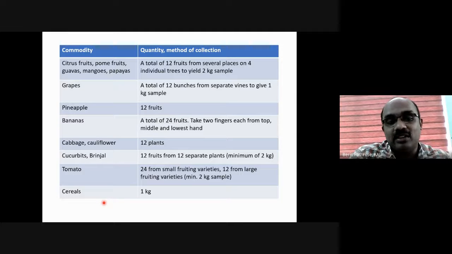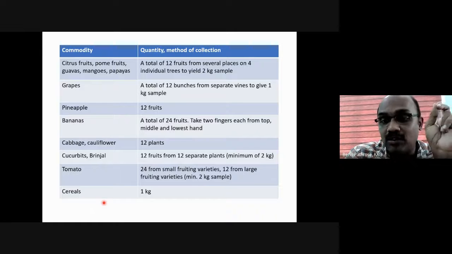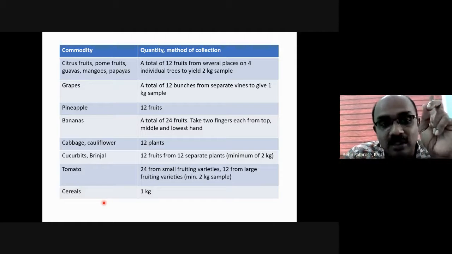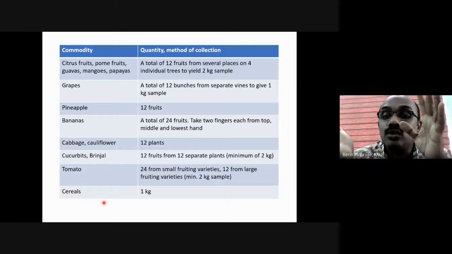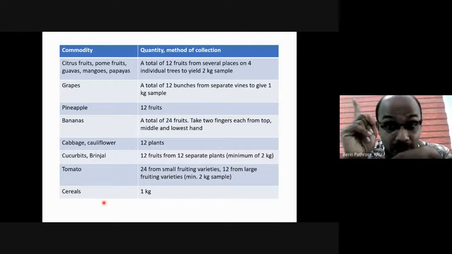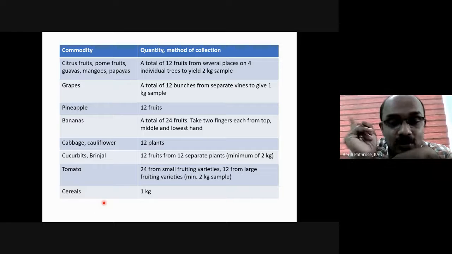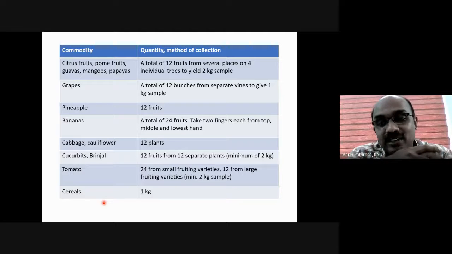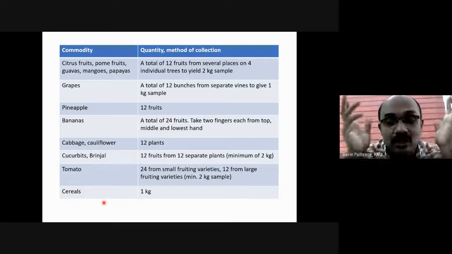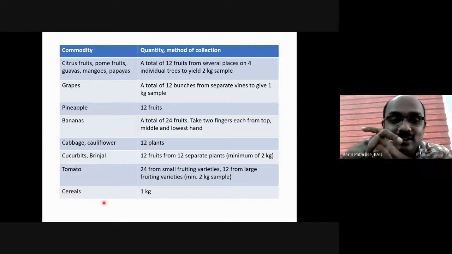For grapes, we have to collect 12 bunches from separate vines. That means from 12 vines, we take 1 bunch each, and together it should constitute a minimum of 1 kg. Minimum, not maximum. Minimum 1 kg. Pineapple, as you all know, is a bigger fruit. Minimum of 12 fruits.